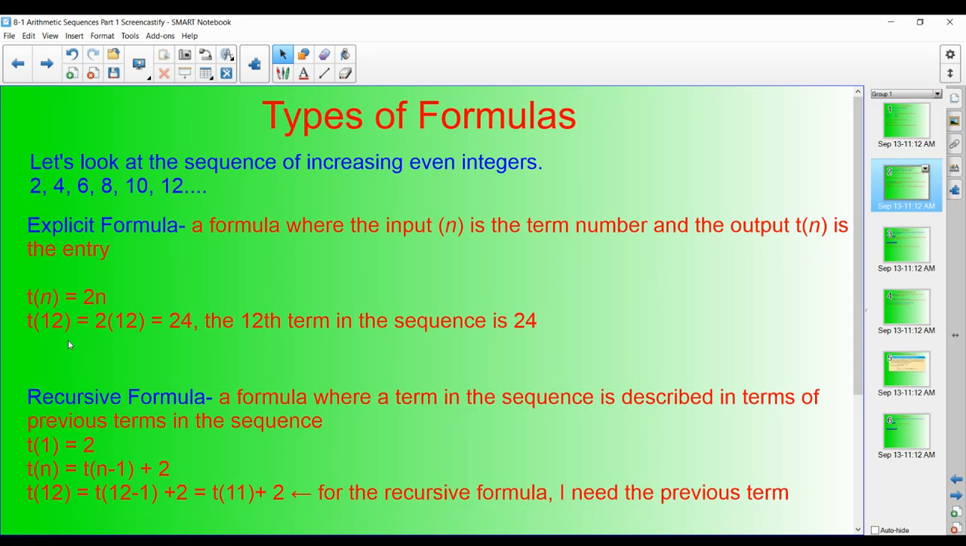So there's two types of formulas when you're writing a sequence. You can either write an explicit formula, which is very similar to the formulas we've written for the functions we've dealt with, or a recursive formula, which gives step-by-step directions on how to get to the next term, but then you need the previous term or a certain amount of previous terms.